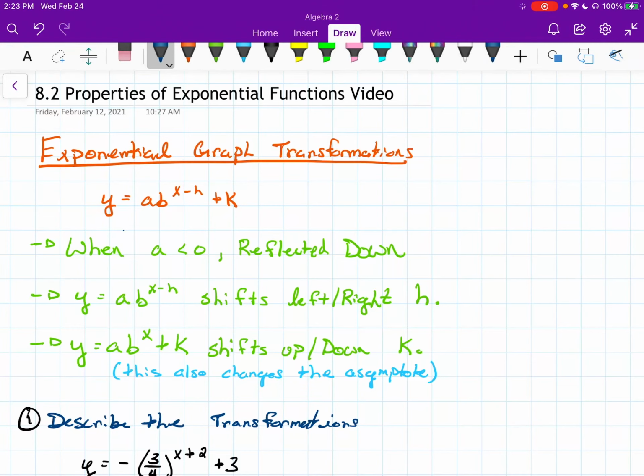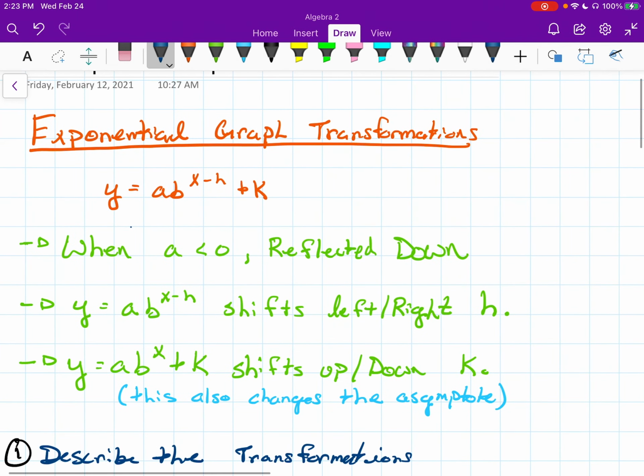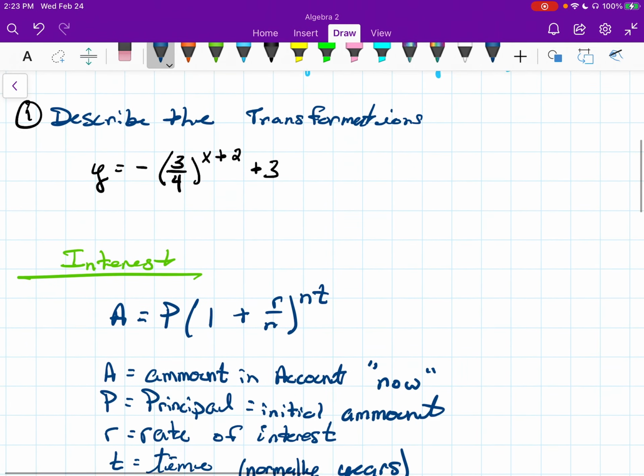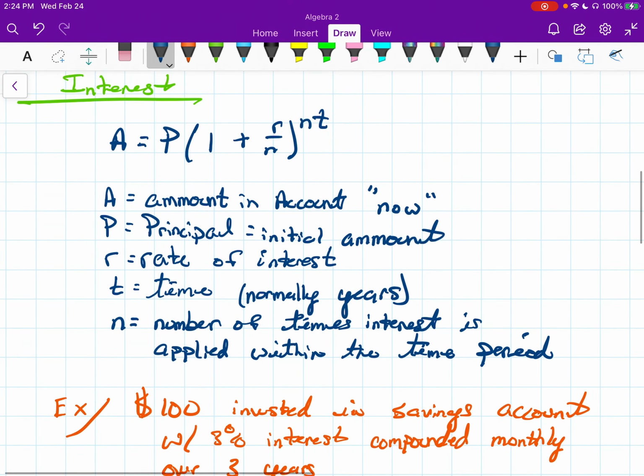All right, section 2, properties of exponential functions. So starting off, we're going to talk about the exponential graph transformations, how it could shift up, down, left, right, and we're going to describe some transformations, and then we're going to move into interest.